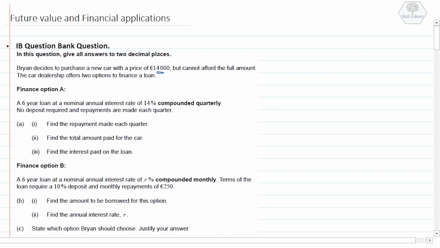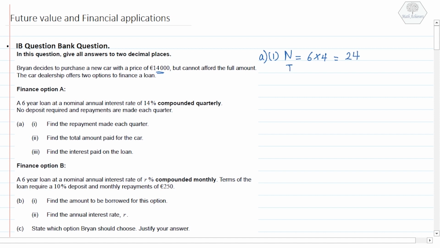For part AI, we need to find the repayment made in each quarter. First, we have to find N, which is the number of payments. I have 6 years and I'm paying quarterly, so each year I'm paying 4 times. So the number of payments is simply equal to 6 times 4, which is equal to 24.